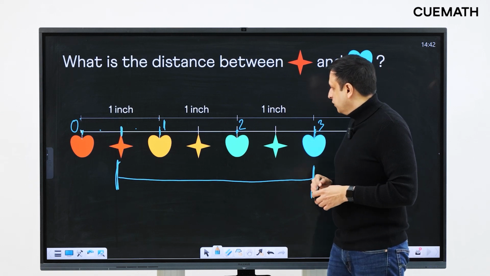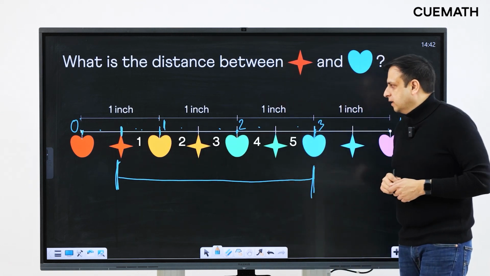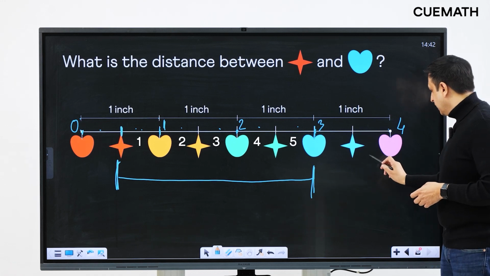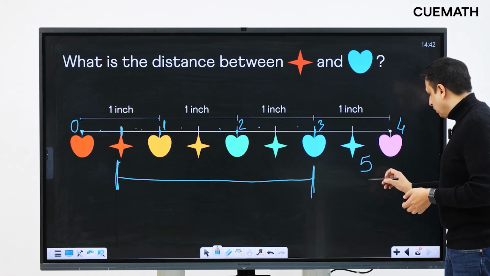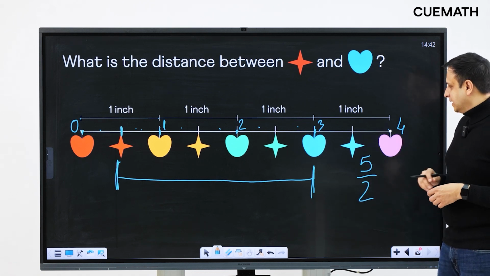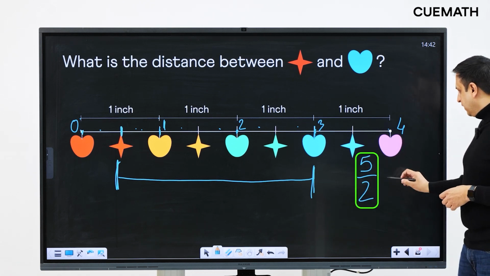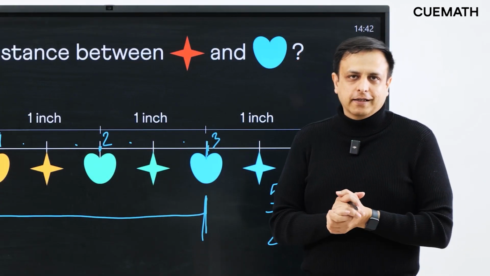So how many parts do we need to take? That's 1, 2, 3, 4, 5 parts. So 5 would be our numerator, and remember every unit interval is divided into 2 equal parts. So 2 would be our denominator, and therefore this distance is the improper fraction 5 over 2 inches, and that's our answer. So that completes this lesson.